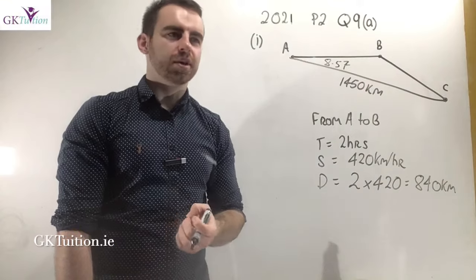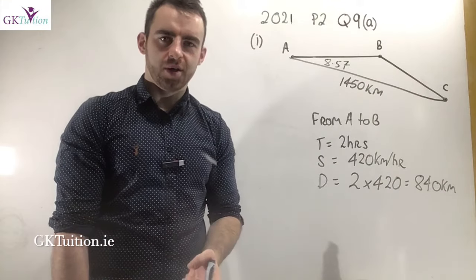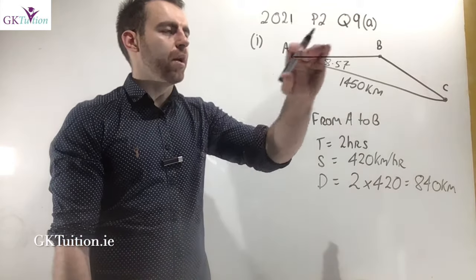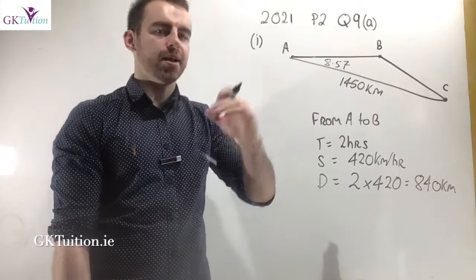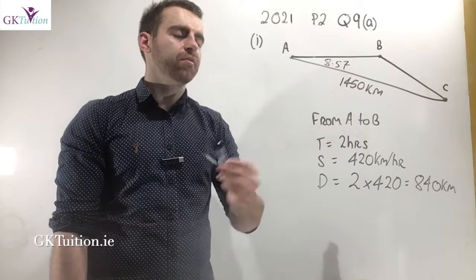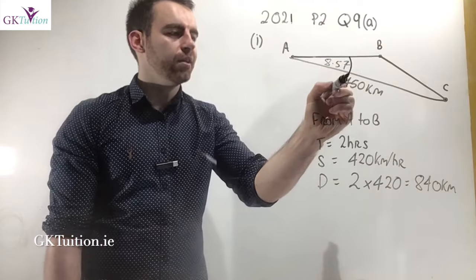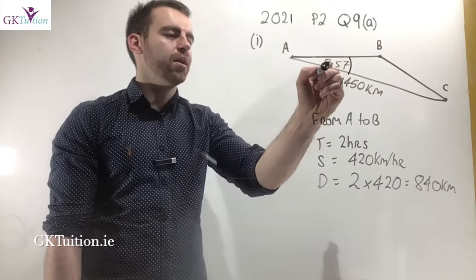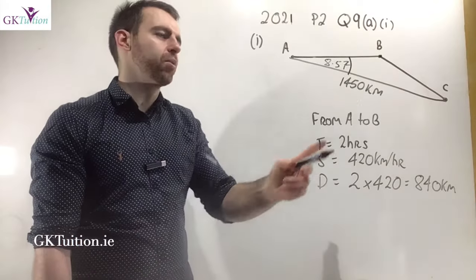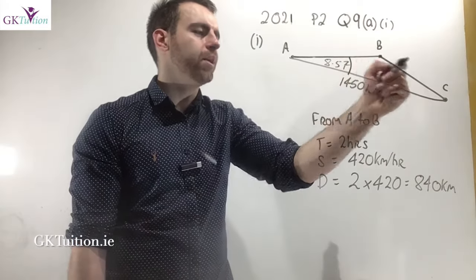In this video, we're looking at 2021 paper 2 question 9, and it's all about trigonometry. We're given a triangle that represents the flight path of a plane, and we know that the distance from C to A is 1,450 kilometers, and that the angle CAB is 8.57 degrees. Ultimately, in the first part of this question, we're concerned with the flight from B to C.